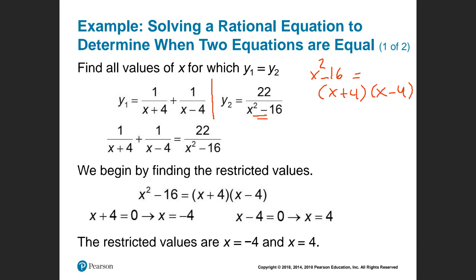But we have to look at the restrictions first. Look at the denominator. Remember, it cannot be 0. This is why we have to make restrictions for the denominator. Look again: x plus 4 equals 0.